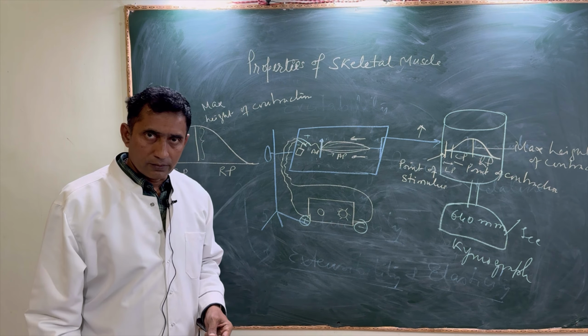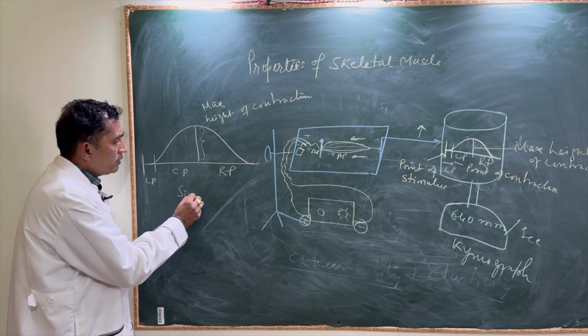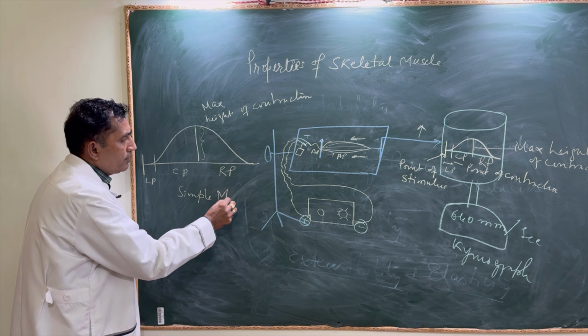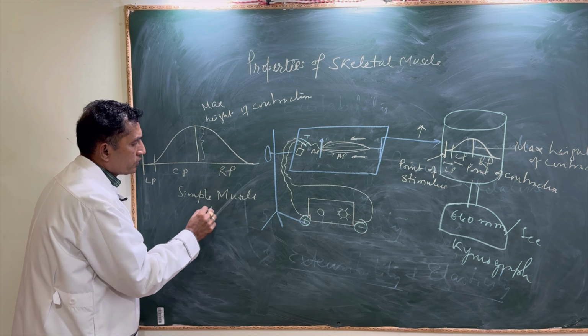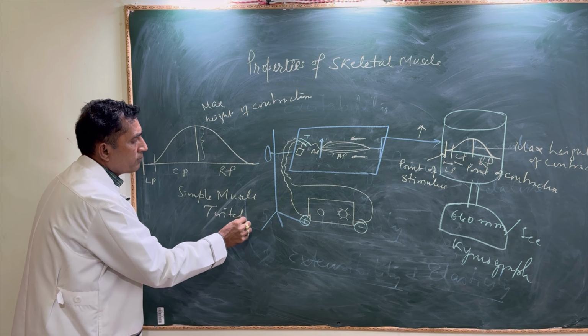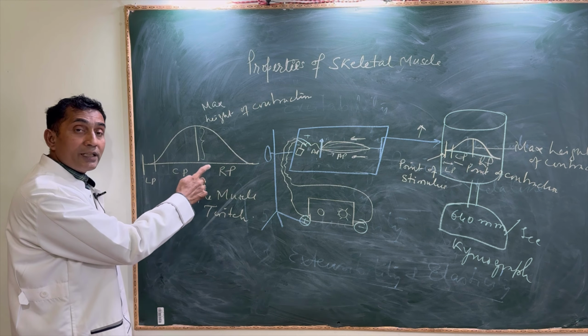The first properties I have told you are excitability and contractility. If we want to study this property in the lab, then we will have to record the simple muscle twitch. So this graph is the mechanical event of skeletal muscle. It is called simple muscle twitch. This is the mechanical event.